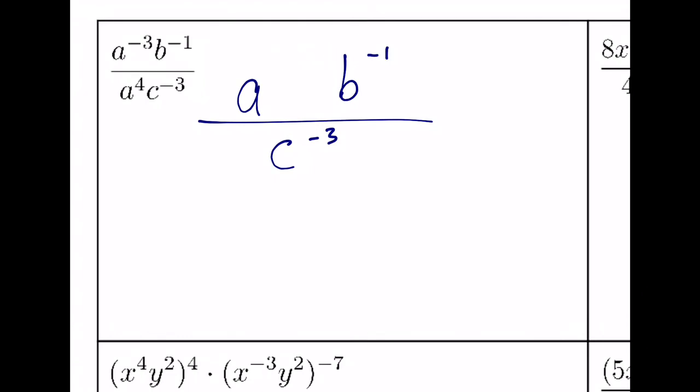I'm going to erase and change that to a negative 7. And we can't have any negative exponents. So, the negative exponents that are already on top move down to the bottom, but the c exponent moves to the top. So they just kind of switch, and it becomes c cubed divided by a to the 7th, b.